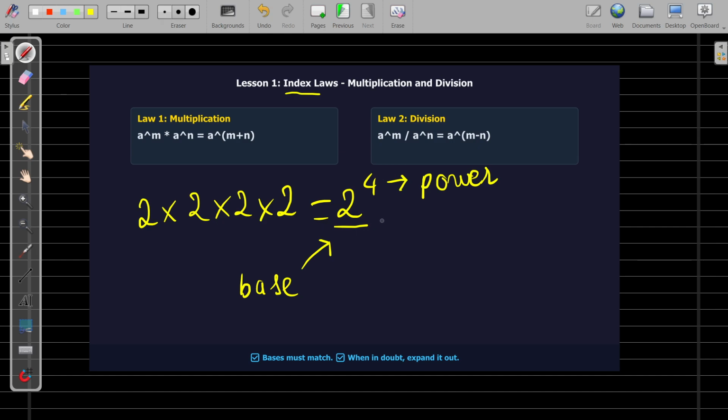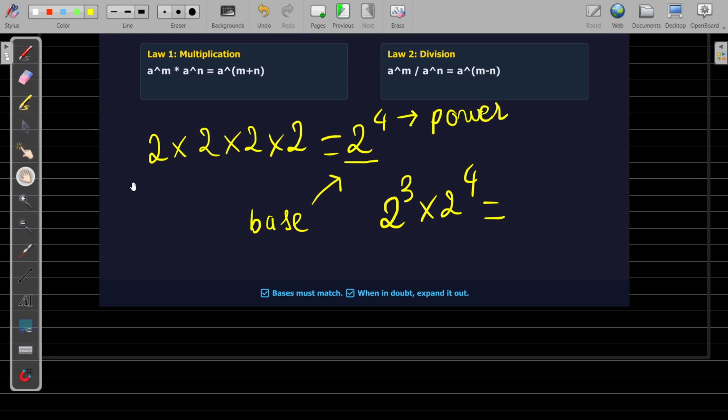And so let us look at the very first law, multiplication. I'll keep this example. What happens if I multiply 2 to the power of 3 by 2 to the power of 4? Let me just write that out. So we have a new rule and a new habit: when in doubt, expand it out. It's a little bit like that old rule, when in doubt, draw it out. So let's expand this.